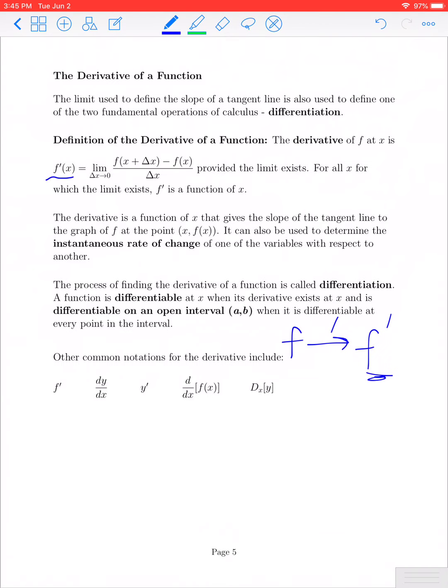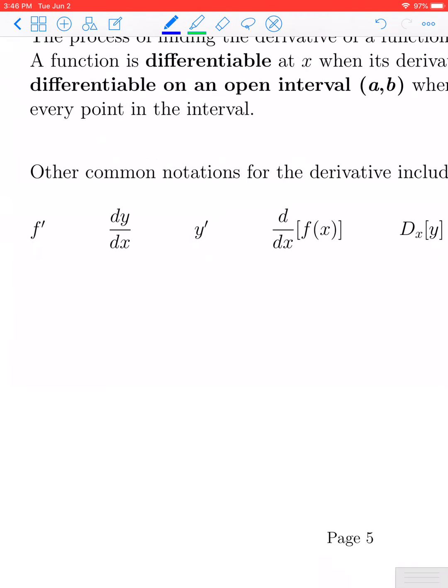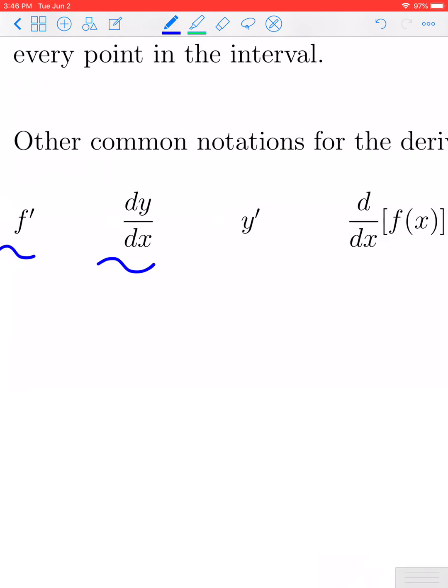We say that a function is differentiable at x when its derivative exists at x, and it is differentiable on an open interval a comma b when it is differentiable at every point in the interval. We have some alternative notations you'll sometimes see. In addition, we will focus mostly on f prime of x. This notation here is what's called the Leibniz notation. We will also use that a lot, especially as we get into applied examples. If instead of f of x equals, they use the old school y notation, you'll sometimes see the derivative represented as y prime.